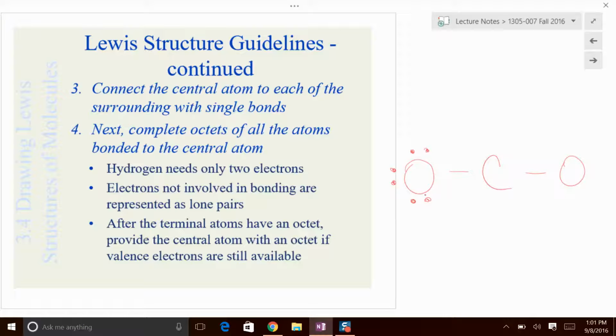It doesn't have that number. That's how I count how many valence electrons I have overall. But when I draw the structure, it has to have 8. Okay?